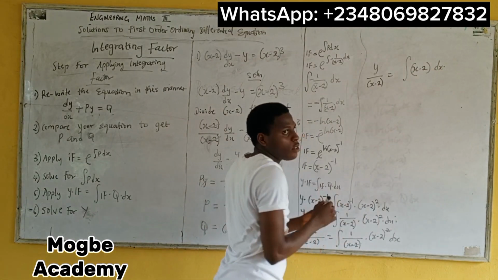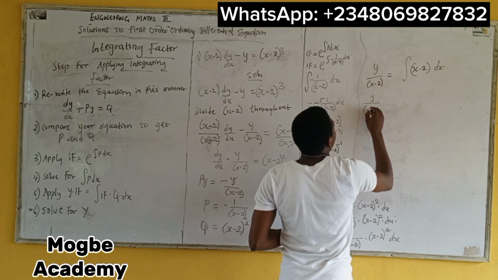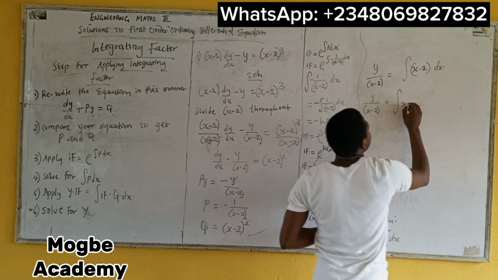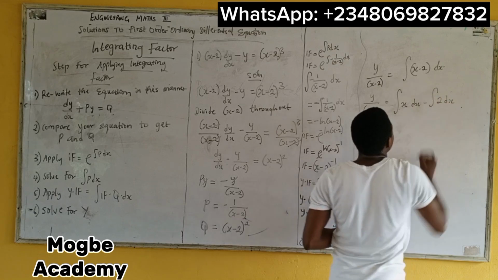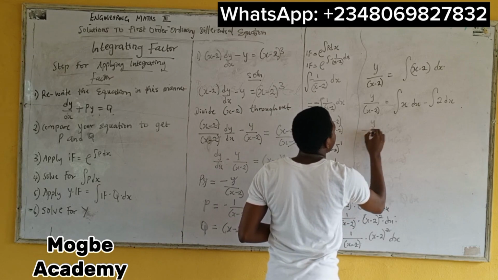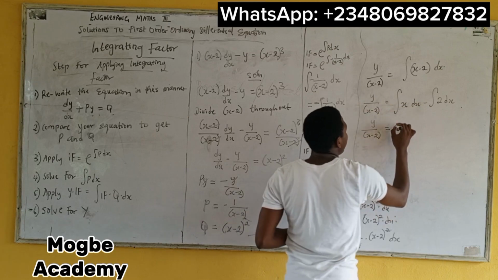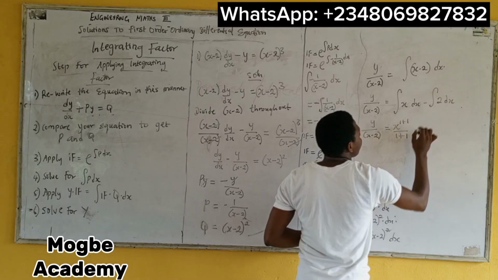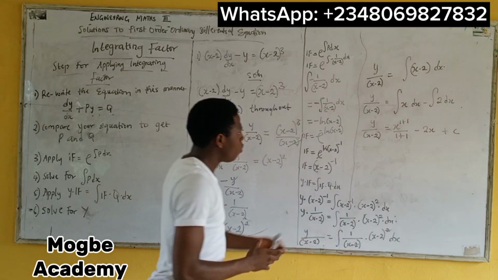Now, let's integrate this other side of the equation. Integrating this other side of the equation, we have what? Y over x minus 2, and this is equal to the integral of x dx minus integral of 2 dx. That's what we have. So if we do that, we'll simply have y divided by x minus 2. This is equal to, if we integrate x, what do we have? We have x to the power of 1 plus 1 divided by 1 plus 1, minus 2x plus c. We've done the integration.